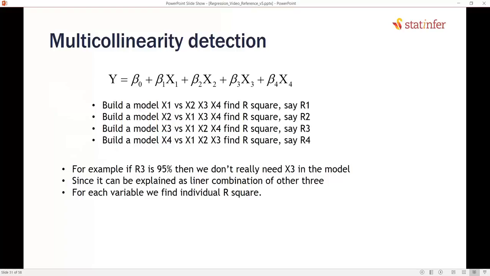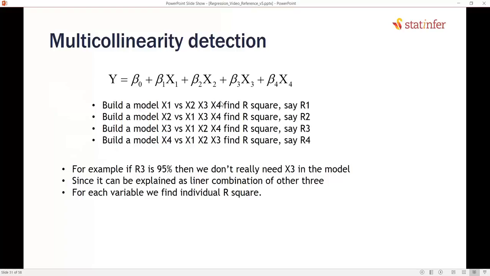So we need to find a better way of detecting multicollinearity. This is how we do it. We have this model y versus x1, x2, x3, x4. Since we are talking only about multicollinearity, which is related only to predictor variables, we will keep aside the dependent variable, that y variable, for some time. We will not consider it because multicollinearity has something to do with only predictor variables. Now build a model x1 versus x2, x3, x4.